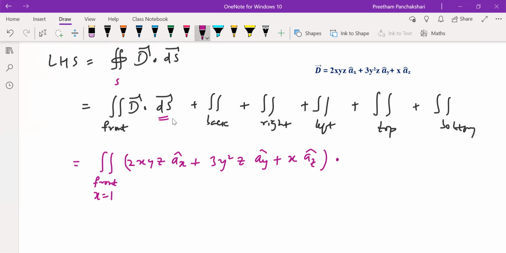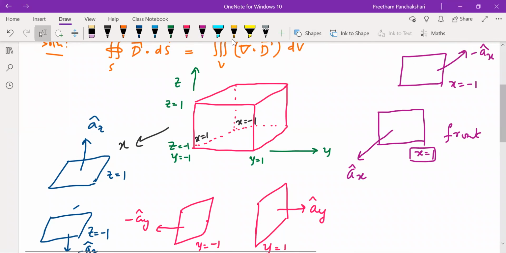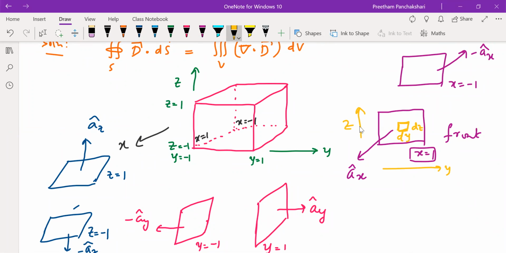dS is a differential surface element on the front face. If you consider this front face here, a differential area, that is a very small area on the front face, which is also in square form, has sides of length dy and dz, because the front face is defined with sides parallel to y-axis and parallel to z-axis. So any length taken parallel to y-axis is dy, parallel to z-axis is dz. So the area of the differential surface element is dy into dz on the front face.